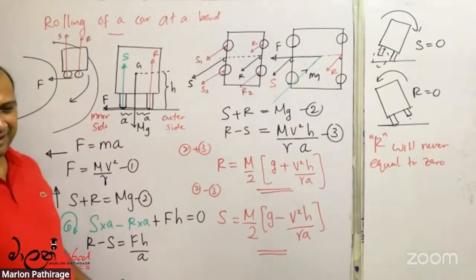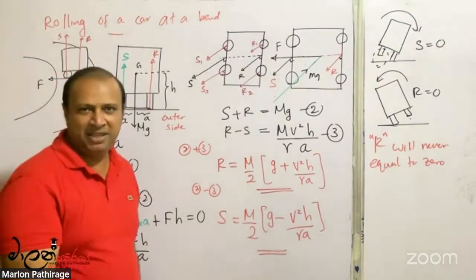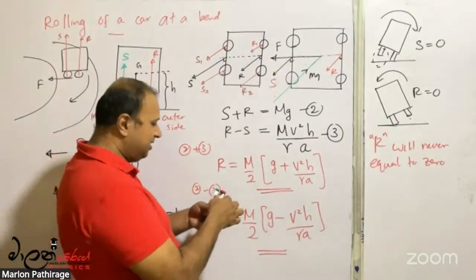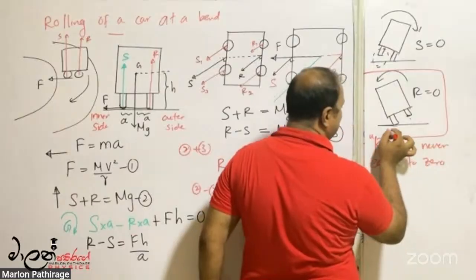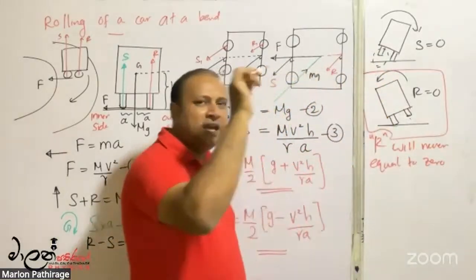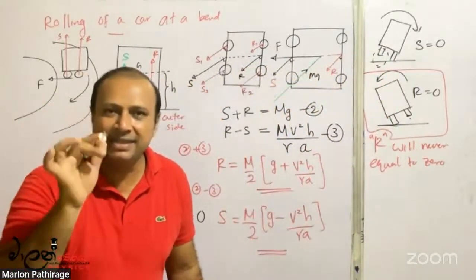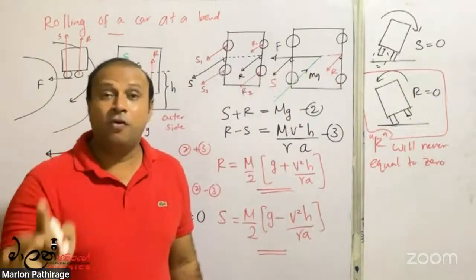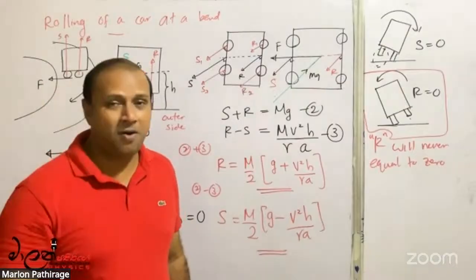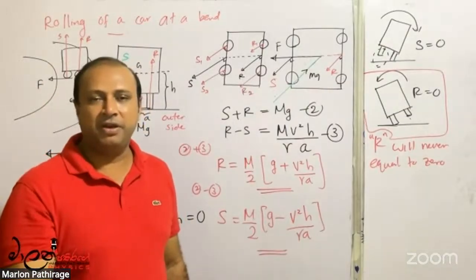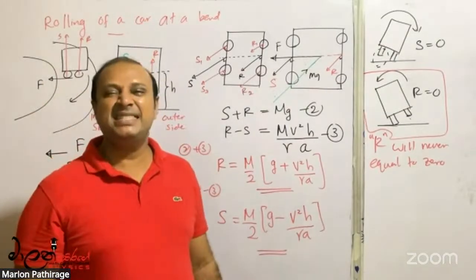Thank you. That means this second scenario will never happen. That means although there's a rolling, that rolling will not happen into the inside of the bend.